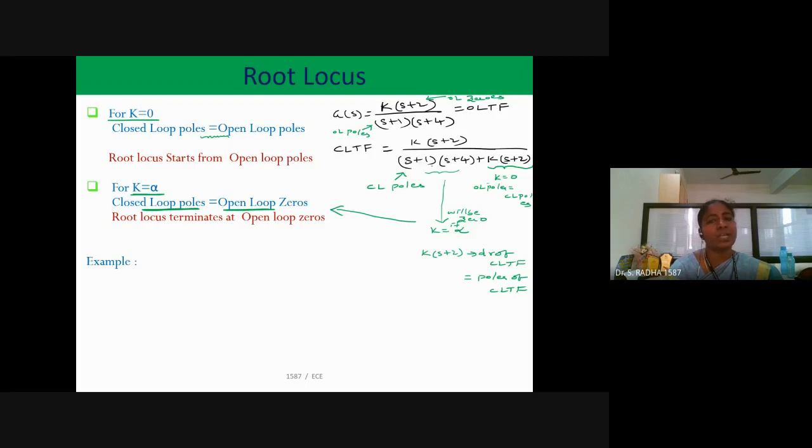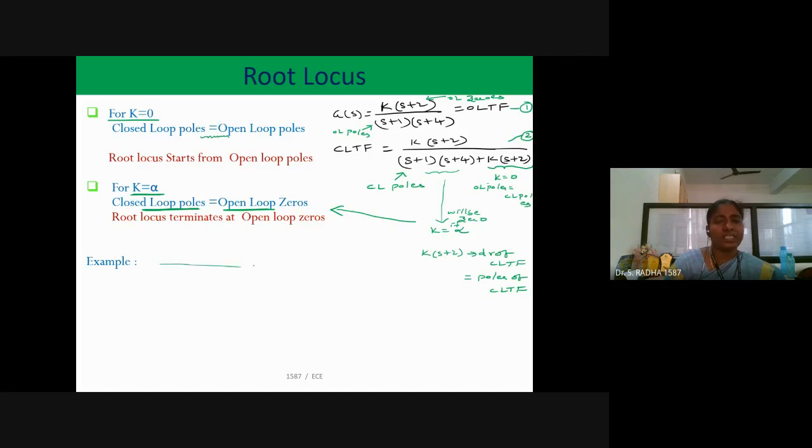The first term will become 0 in equation 2. This is equation 2, our closed loop transfer function. This is equation 1, the open loop transfer function. Whenever you put K equal to infinite, the denominator first term will become 0 in equation 2. So only the second term will be there in the denominator, and that is nothing but the poles of the closed loop transfer function. You can compare that with equation 1, that is equal to the numerator in equation 1. So the numerator in equation 1 is open loop zeros. This is the explanation.